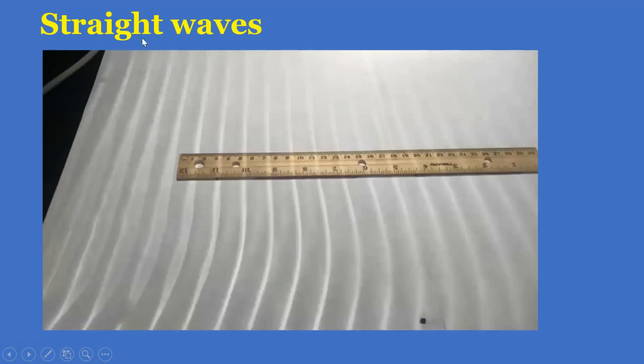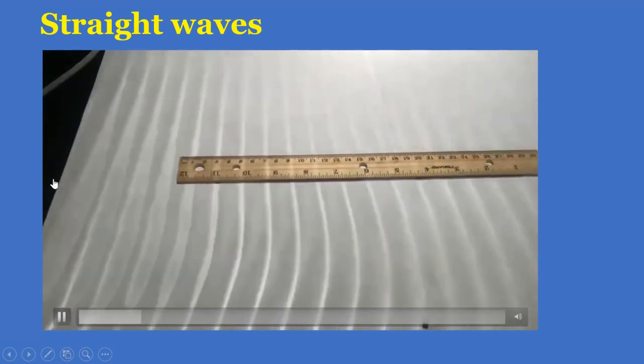So we create a straight wave. No barrier, nothing. Just start the wave generator and it starts to create those ripples on the surface of the water, and we can observe them on the white piece of paper. We place this ruler because we can actually measure the wavelength of this wave that was generated by the wave generator. So just take a look here.